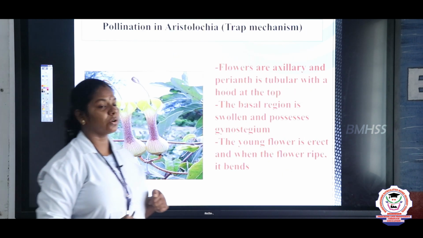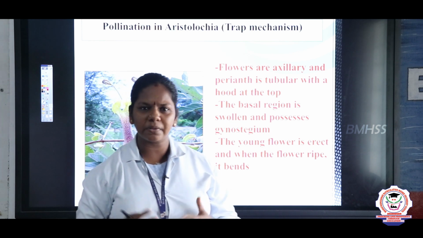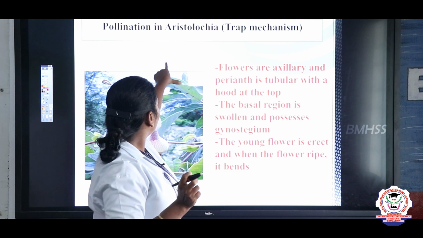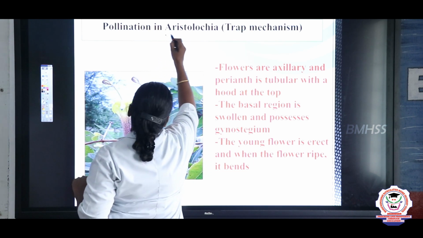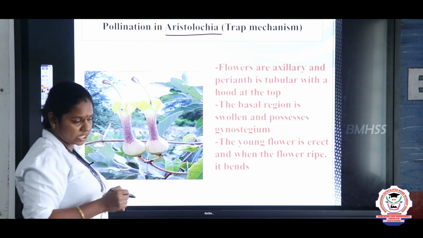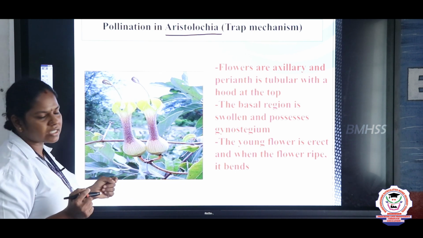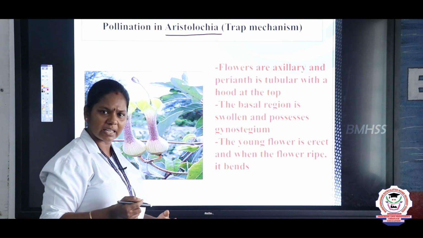And now we are going to study the last mechanism, that is trap mechanism. What do you mean by trap? Trap means trapping, holding something, right. So the pollination we are going to see is in the plant Aristolochia. What is the term? Aristolochia, right. This is a flower, children. Aristolochia is very huge in size, and here you can see the flowers are axillary. What is axillary?